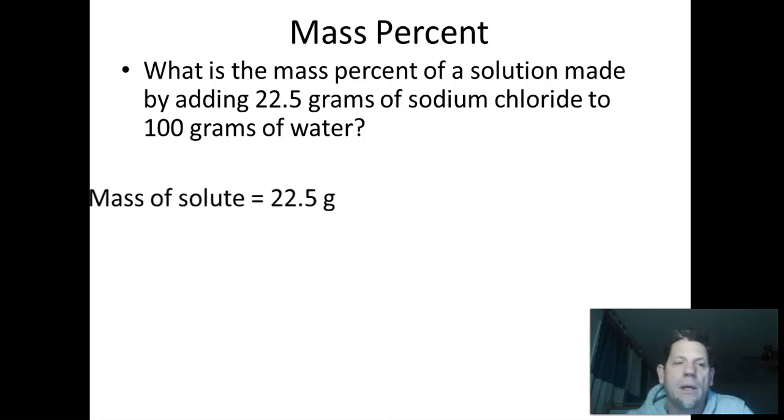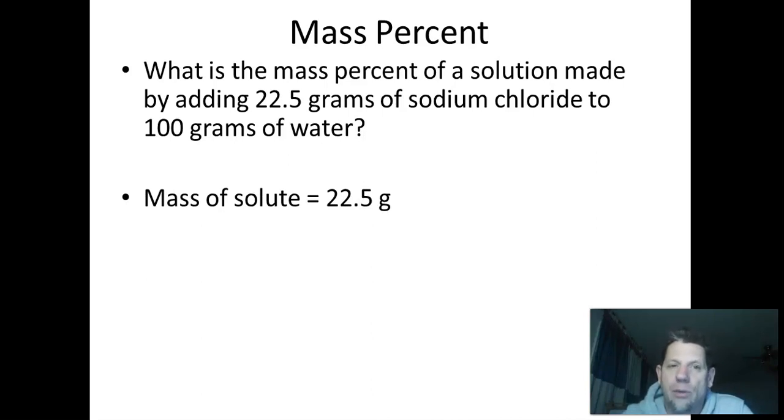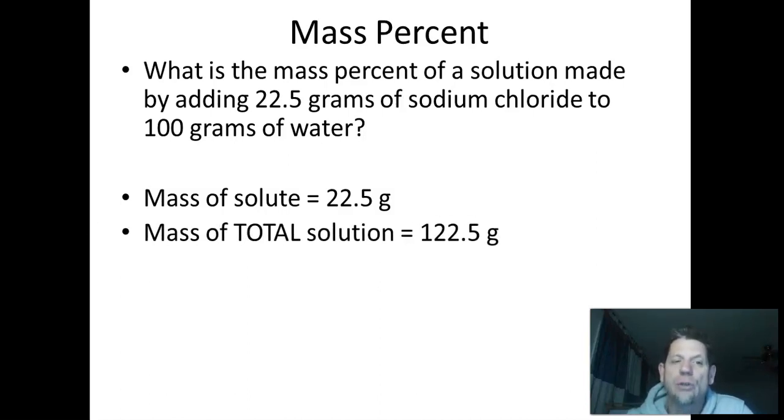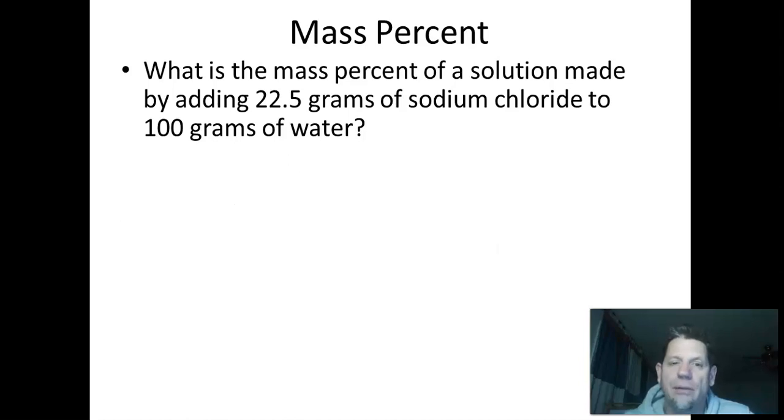All right. So what do we know? We know that the mass of our solute, the salt, the sodium chloride, is 22.5 grams. The mass of the entire solution is what is next. Well, they didn't give me the whole mass of the entire solution. They gave me the mass of the solvent. So in order to come up with that, we have to add those two values together. So the total mass is 122.5 grams.